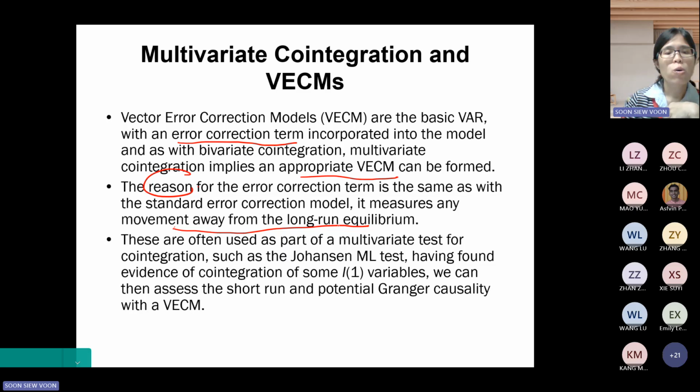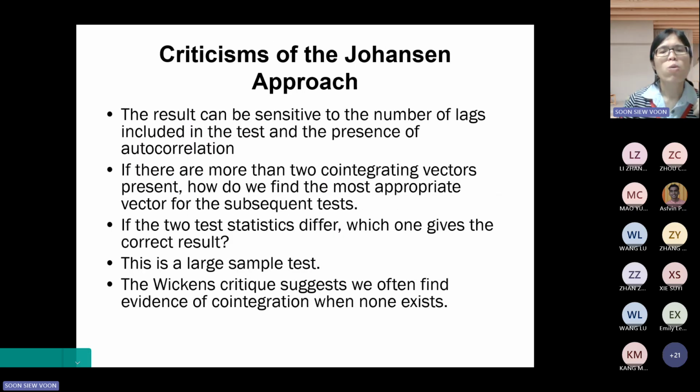They are often used as a part of the multivariate test for co-integration, such as the Johansen. So with evidence of I(1) variables, you can use the VECM to test for the short run and potential Granger causality. So we can use this VECM to test for the short run as well as the potential Granger causality. So what are the criticisms?